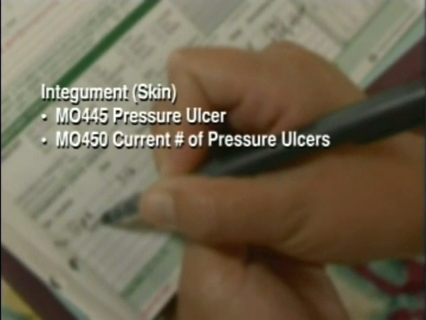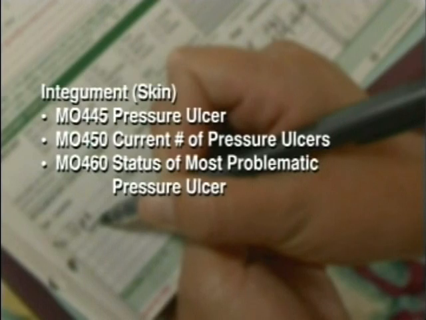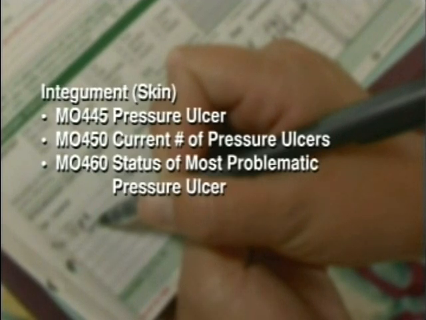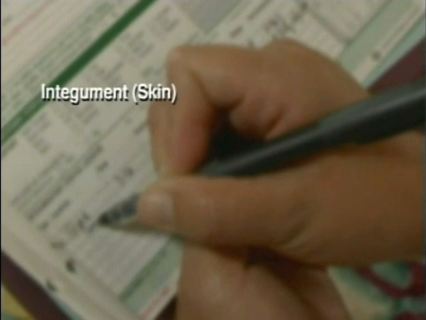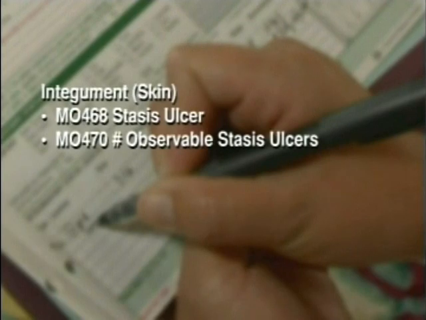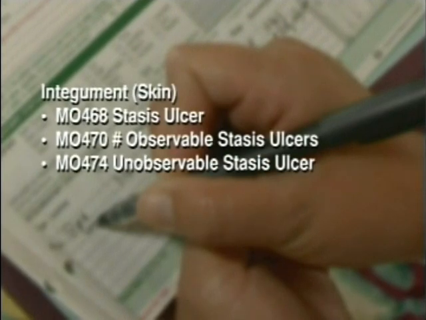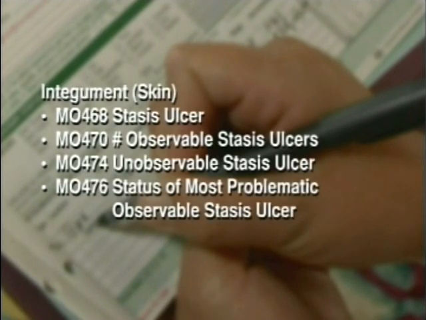The clinician must observe for and document the number and stages of observable pressure ulcers and the status of the most problematic pressure ulcer, documenting the degree of healing visible. Also document the presence of healed pressure ulcers, as this skin area is susceptible to breakdown. The clinician must also assess for the presence of a stasis ulcer, the number of observable stasis ulcers, if there are any unobservable stasis ulcers, and the status of the most problematic observed stasis ulcer, describing the degree of healing present.